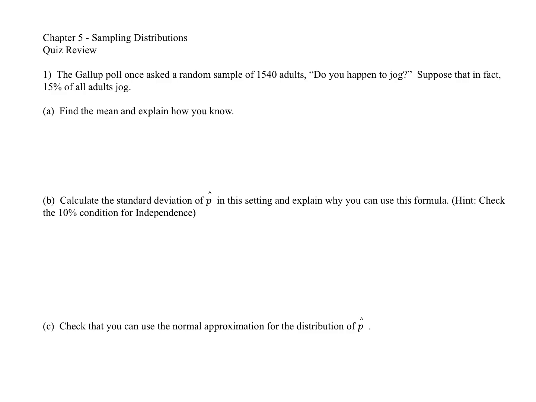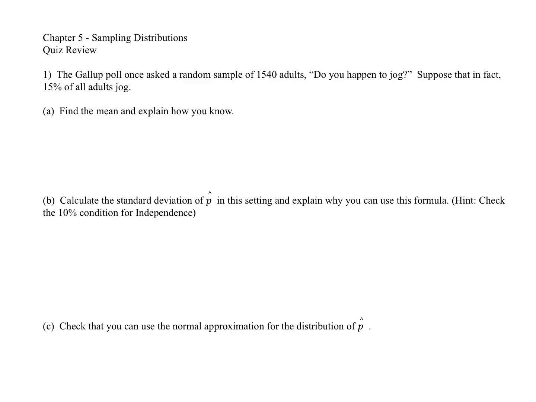So in the Chapter 5 quiz review, we're going to review probability distributions for proportions and means when the sample size is bigger than 1. In our first problem, the Gallup poll once asked a random sample of 1,540 adults, do you happen to jog? Suppose that in fact 15% of all adults jog. Find the mean and explain how you know.